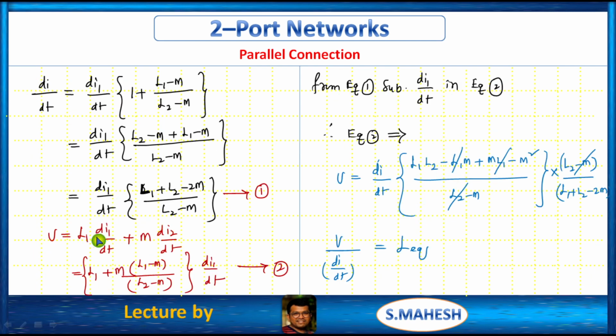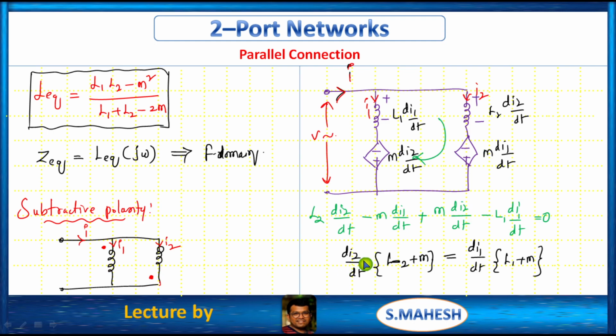Here I am considering the first branch equation, that is V is equal to L1 into di1 by dt plus M into di2 by dt. Like that we got di1 by dt. Then substitute from this equation 1, we have to substitute this di1 by dt into equation 2. Finally we are having V by di by dt, which is equal to L equivalent. Therefore in additive polarity we are having L equivalent of L1 L2 minus M square by L1 plus L2 minus 2M.